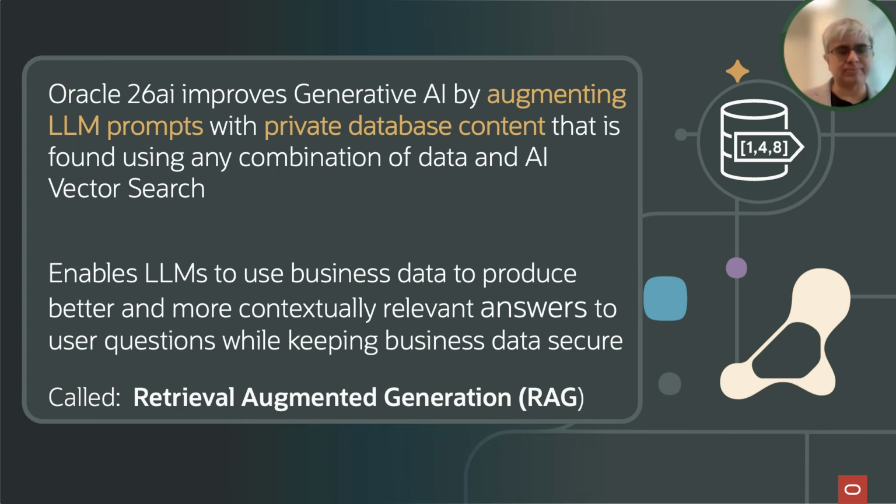So let's talk about that. Oracle Database improves generative AI by augmenting LLM interactions with private database content that the LLM would not otherwise have access to, that is found using a combination of data and AI vector search. This enables LLMs to use business data to produce better and far more relevant answers to end user questions while still keeping business data secure. This is called retrieval augmented generation, or RAG.